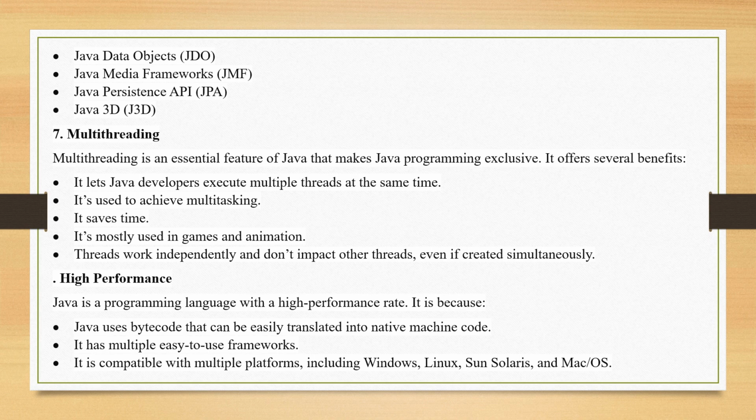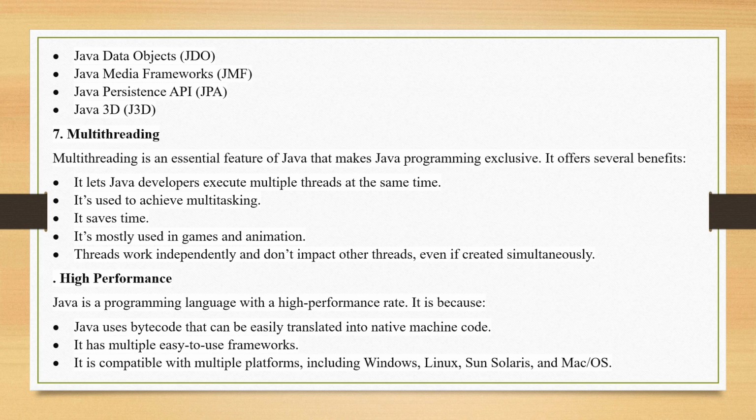Multithreading. It is a concept in Java which we can see on next slides. It allows developers to execute multiple threads at the same time. It is used to achieve multitasking. It saves time. So it is said to be multithreading. And the eighth one is high performance. It uses the bytecode that can be easily translated into the native machine code.